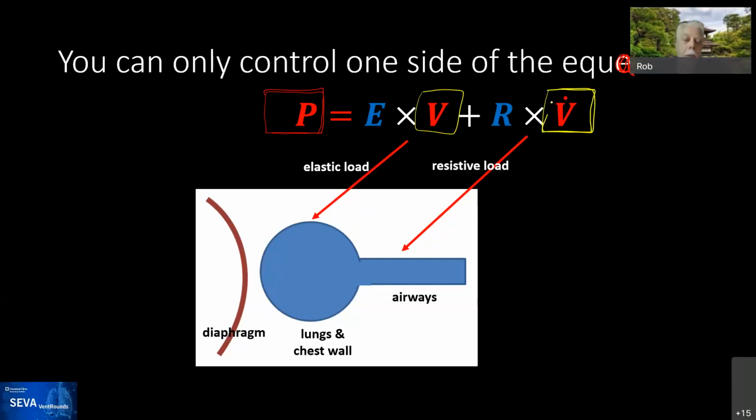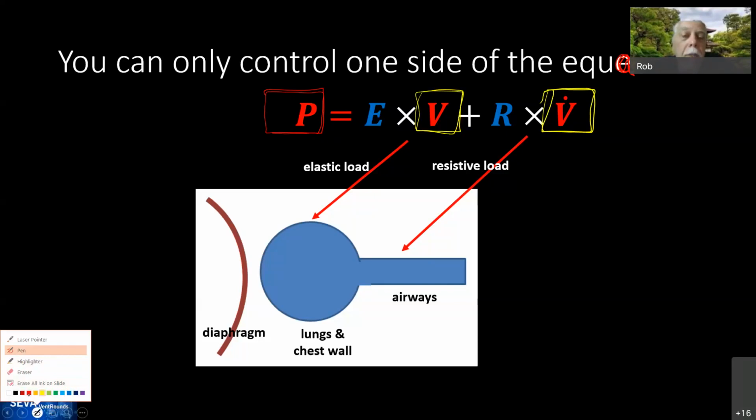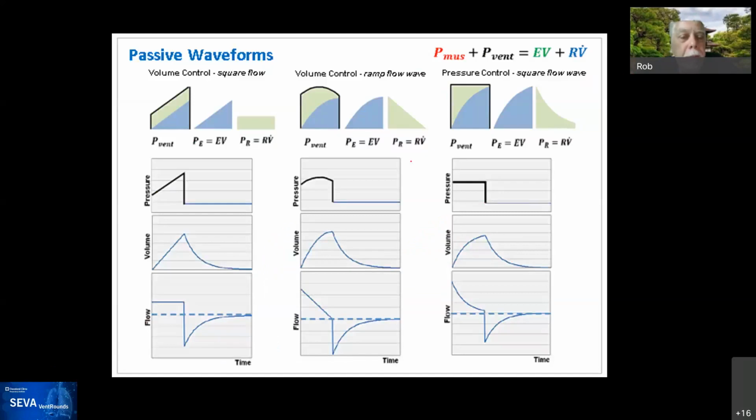And of course, the elastance represents the lungs and the chest wall, the distensibility of those things, and the resistance represents the flow resistance of the airways and any artificial airways that we have in place. So that's a long-winded answer, but I think it covers the basics.